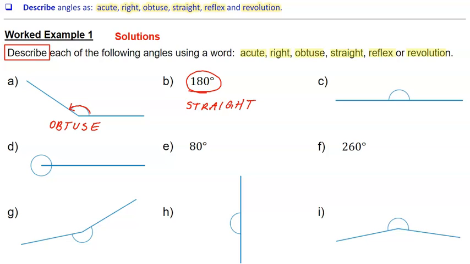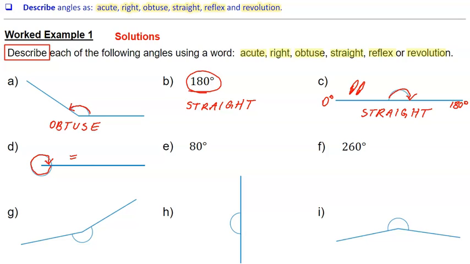In part C, notice the horizontal line and the angle arc. This is also indicating a diagram of a straight angle. This means if we were to measure this angle arc with a protractor, the measurement would be 0 to 180 degrees exactly. In part D, on this diagram, the angle arc indicates one full turn.